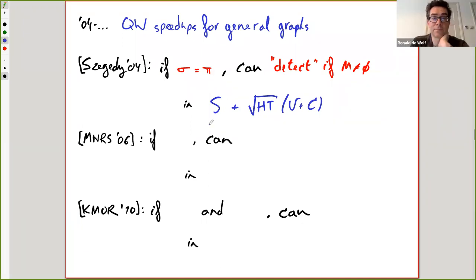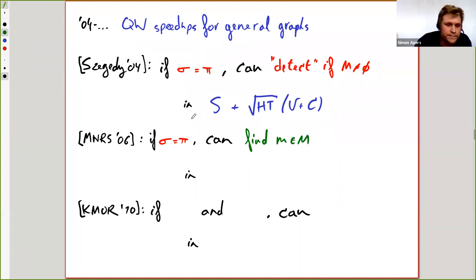Okay, so this was Szegedy in '04. Then there were Magniez, Nayak, Roland and Santha in '06, who proved under the same constraint that if sigma equals pi, then we can actually find a marked element. We can find some marked element at a cost which is the following: S plus 1 over square root of epsilon delta times U plus 1 over square root of epsilon times C.